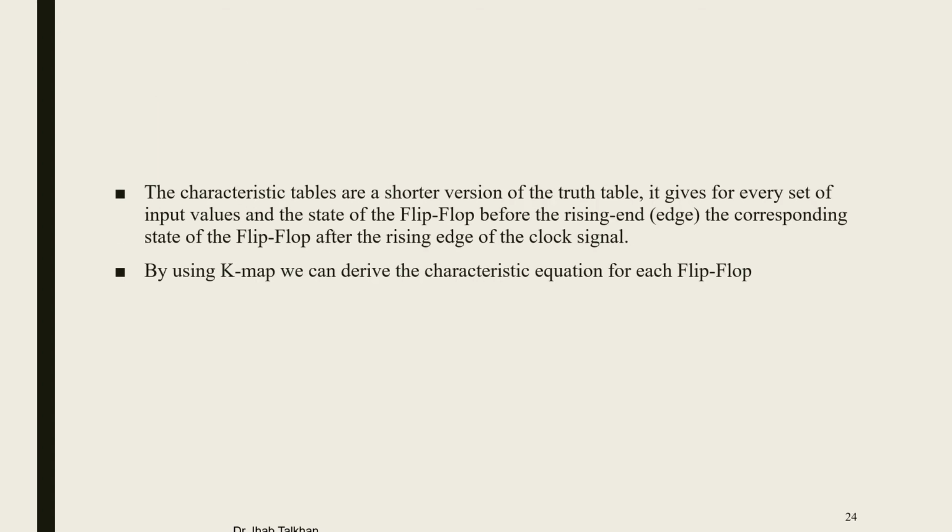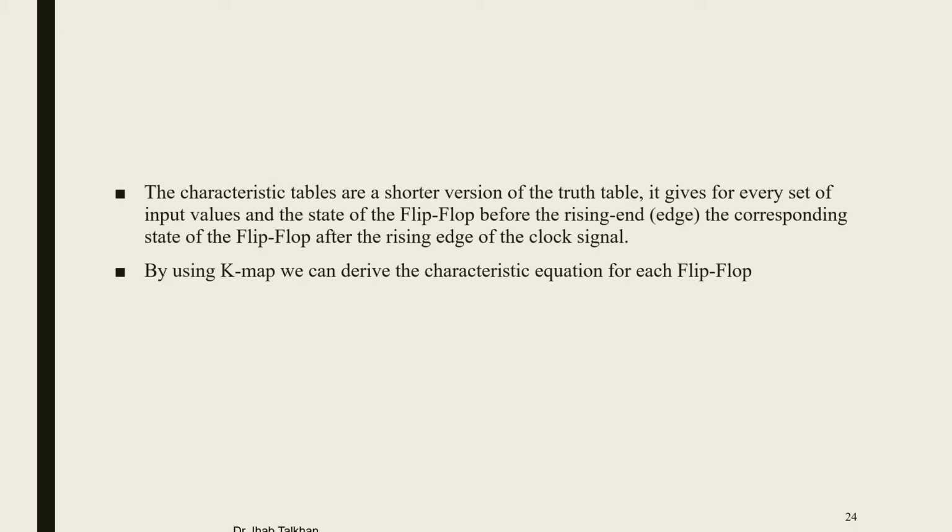The characteristic table is a shorter version of the truth table. It gives, for every set of input values and the state of the flip-flop before the rising edge, which means the positive edge, the corresponding state of the flip-flop after the rising edge of the clock signal. So you have to have the input asserted before the clock gives the order to move the input to the output. This is what we get from the characteristic table. By using the K-map, you can derive the characteristic equation for each flip-flop.